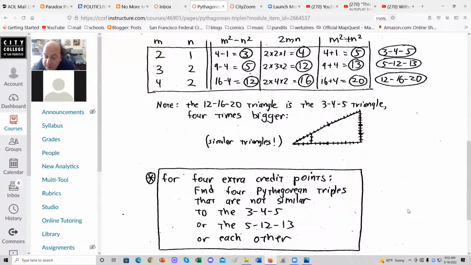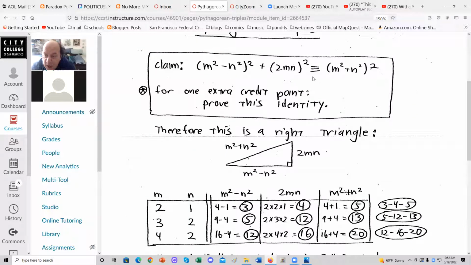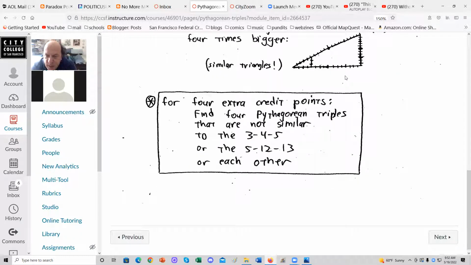So here's some extra credit points. Prove this. Just go through the algebraic steps. What happens is that you expand this, you'll get a term in the middle of minus 2m squared n squared, and that will cancel this to make it this. So prove that for a point.